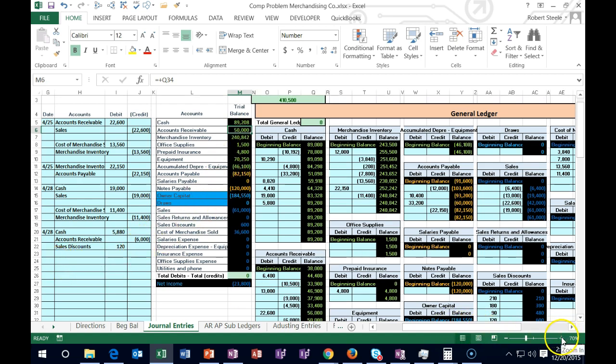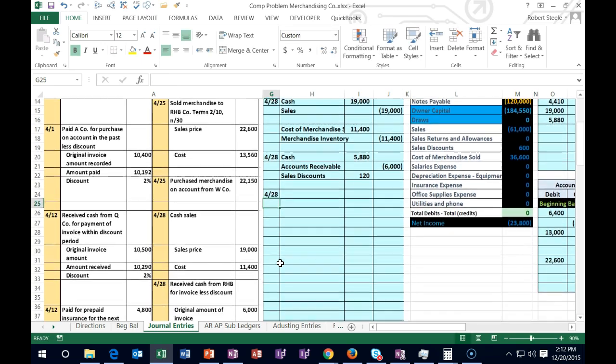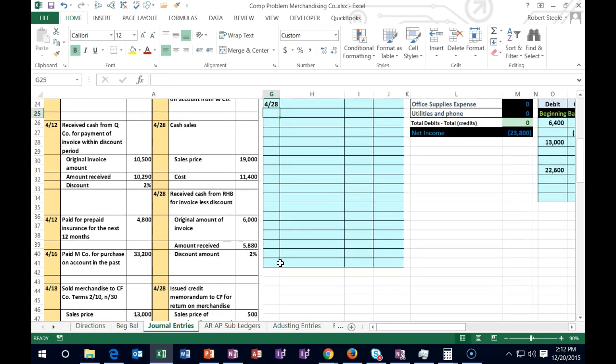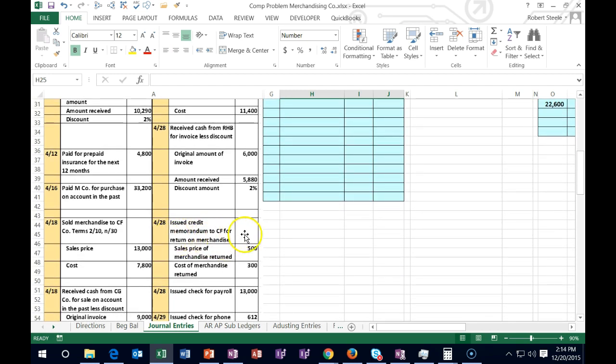I'm going to make this go up again, go back to 90. I'm going to scroll over here. I'm going to guess that we're still on 428, and then I'm going to scroll down. I actually didn't get it. I have a cheat sheet here, so I'm going to scroll. Okay, so 428, we've issued credit memorandum to CF for return on merchandise.